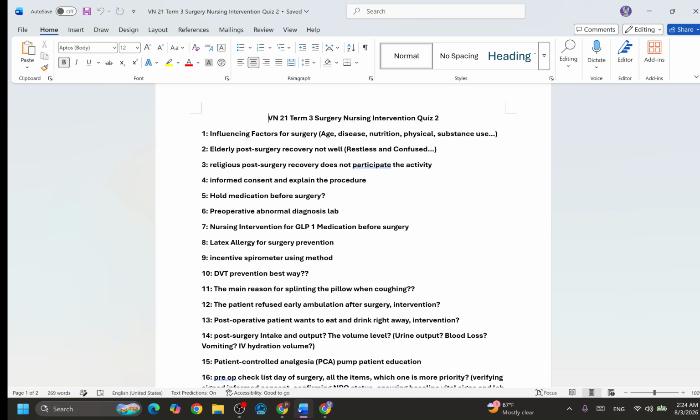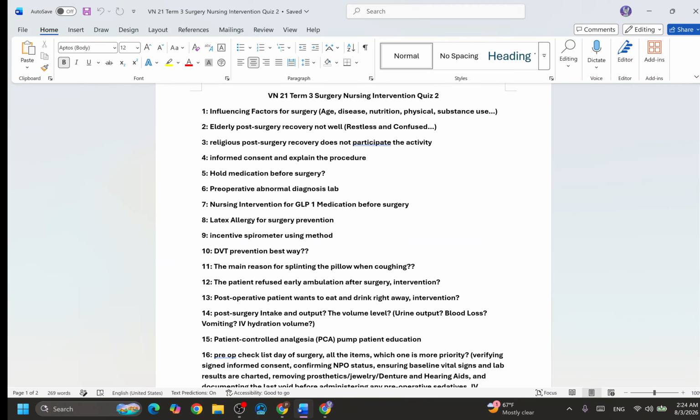Just check some kind of system, for example the cardiovascular system or pulmonary system or kidney system or GI system or endocrine system. So what kind of system should you check before the surgery?